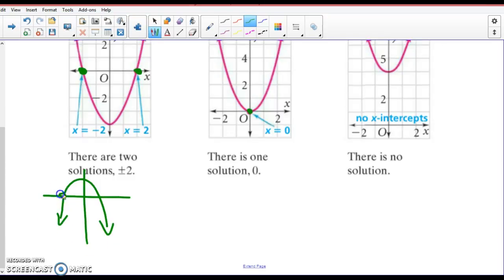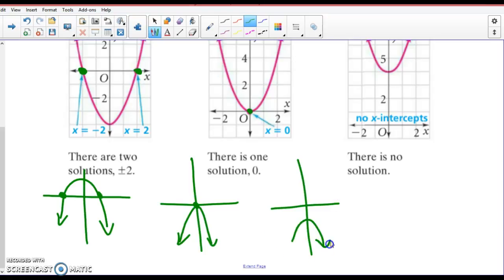Now, if I drew these the other way, two solutions could also look like this. Two solutions, 1, 2. One solution, 1, or no solution. The key is this. A quadratic equation has exactly the amount of solutions as the places it crosses the x-axis. So if it crosses it in 2, there's 2, 1, none. All right.